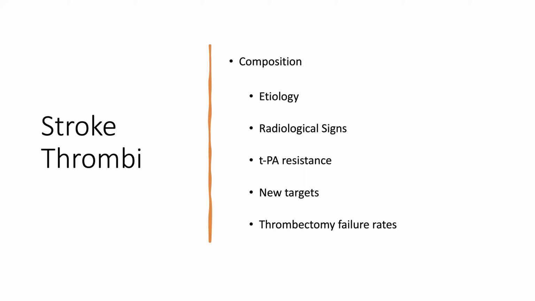And then people are developing, they're looking at all new different targets to try and lyse clot by giving drugs through the IV. And I think this accounts for some of the thrombectomy failures, that the thrombi are not just RBCs, they're composed of a bunch of different things, and there's probably a bunch of different pathways which we need to go after if we're going to try and lyse the clot from an IV approach.